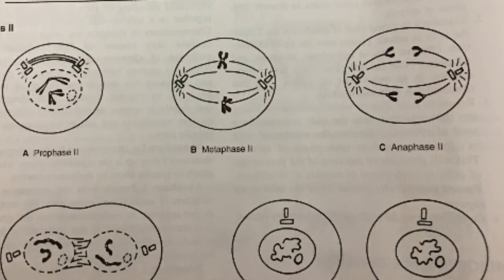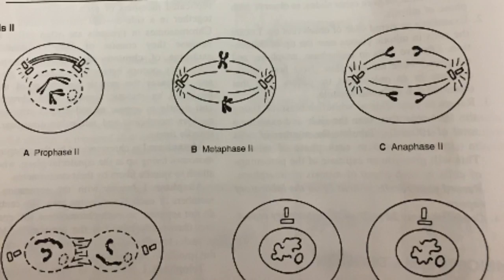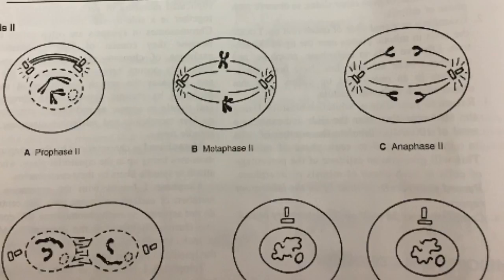But chromosomes do not replicate again because they already replicated. Prophase 2 is characterized by loss of the nuclear membrane and nucleus, spindle formation, and the appearance of rod-shaped chromosomes.